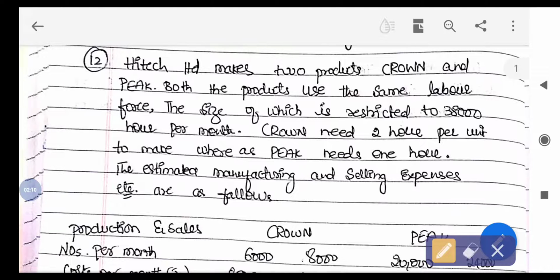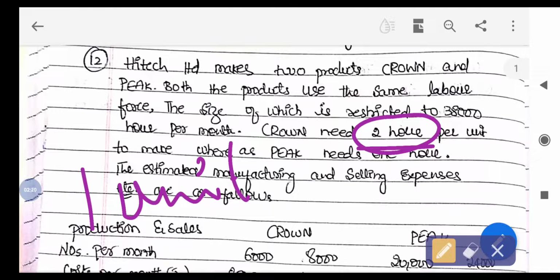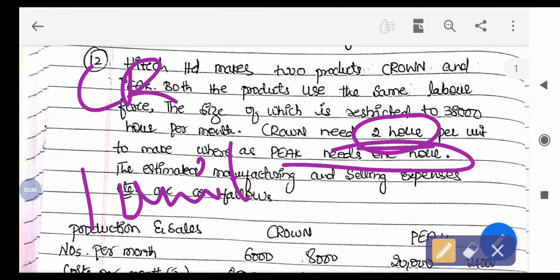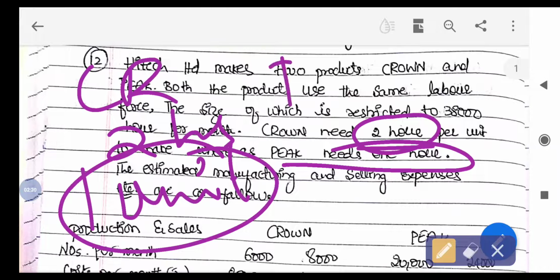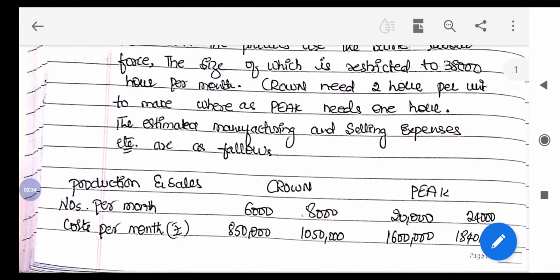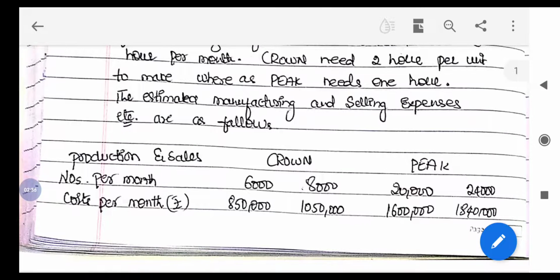So Crown needs 2 hours per unit. For manufacturing one unit, Crown needs 2 hours, whereas Peak needs 1 hour. So for Crown 2 hours are needed for one unit, and for Peak only 1 hour is enough. So estimated manufacturing and selling expenses are as follows.